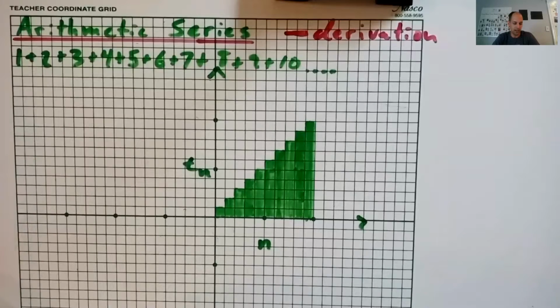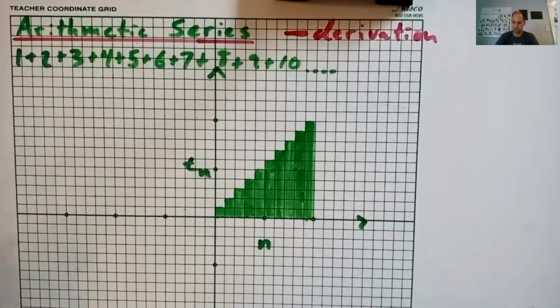Famously, when Gauss was in elementary school, his teacher thought of giving the class an assignment that would take a long time, asking them to add up the numbers from 1 to 100. And Gauss came back a couple of minutes later and told the teacher that the sum of the numbers from 1 to 100 was 5,050.